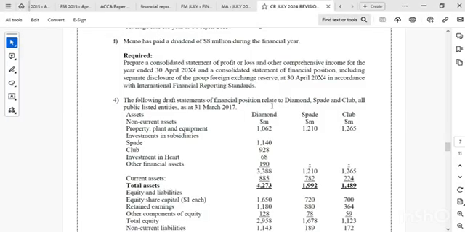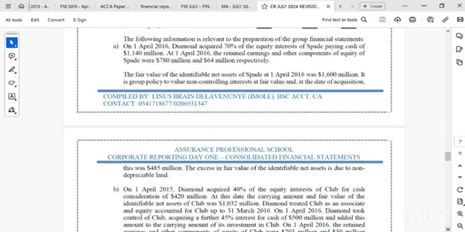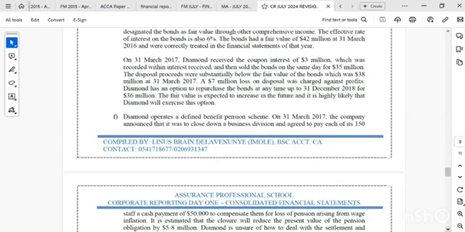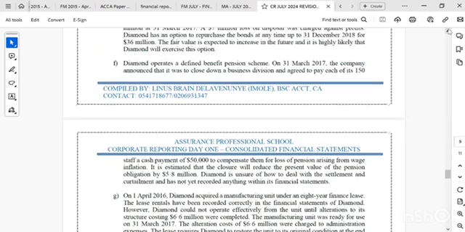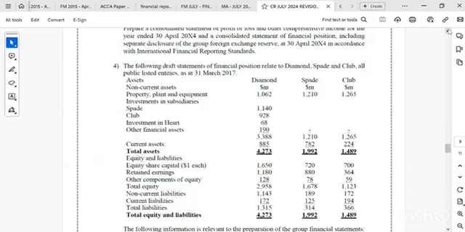Right. So, yes, question number 4, looking at the structure, you know that is going to be the statement of financial position. Okay. So, who is going to be our parent here? Diamond.